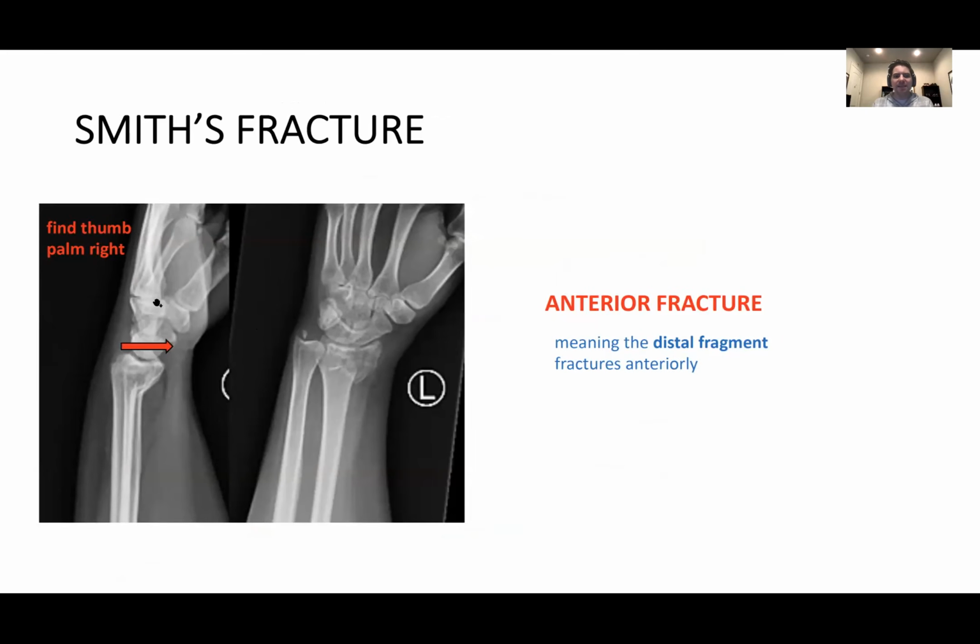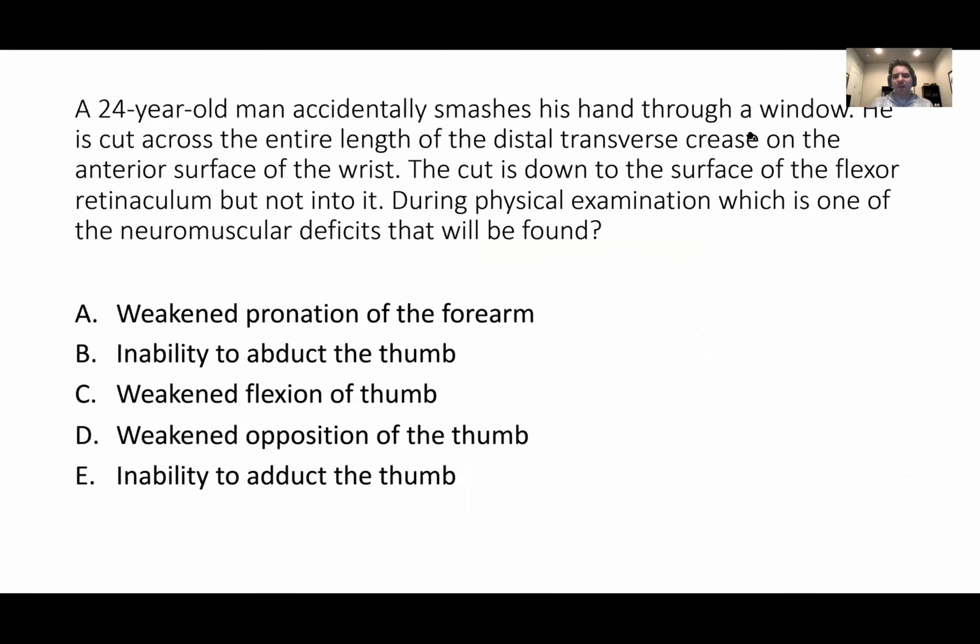Okay, so if that's the case, it's an anterior dislocation. An anterior fracture means Smith's, right? So I think the key to take away here is you always define it by the distal fragment. Distal fragment is posterior, it's Colles's. If the distal fragment is anterior, it's Smith's. All right, try this one.